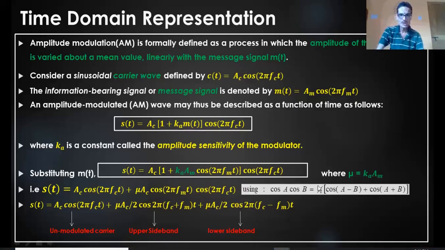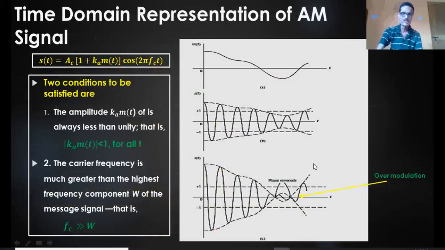Now, moving on to the next case, just look at this representation. This is the time domain equation we know already. This is the graphical representation of the modulated signal. I have taken two example waveforms here. This is perfect modulation. This is not a perfect modulation. We call this over modulation.